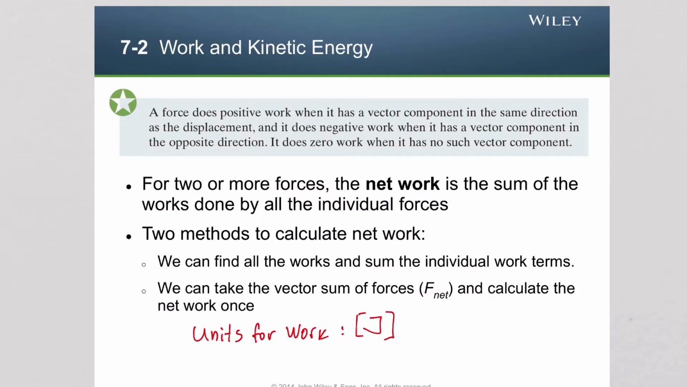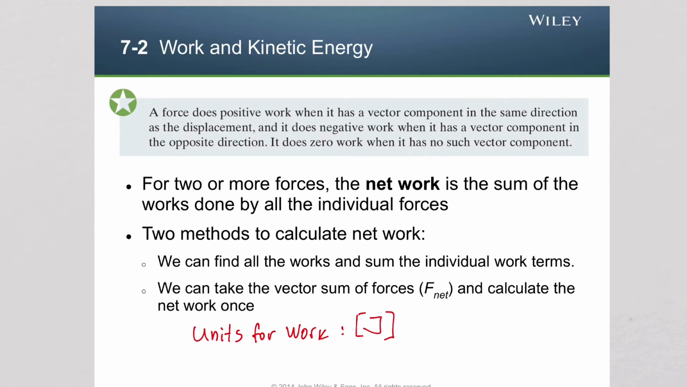Let's summarize those three examples in the following statement. A force does positive work when it has a vector component in the same direction as the displacement. And it does negative work when it has a vector component in the opposite direction. It does zero work when it has no such vector component.